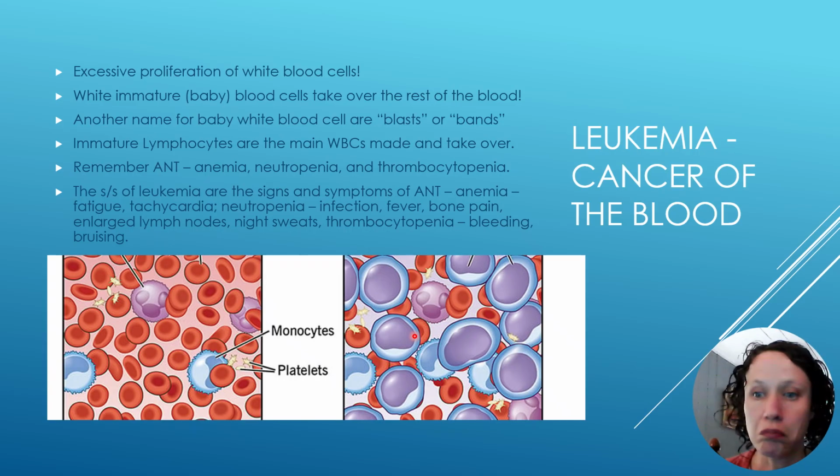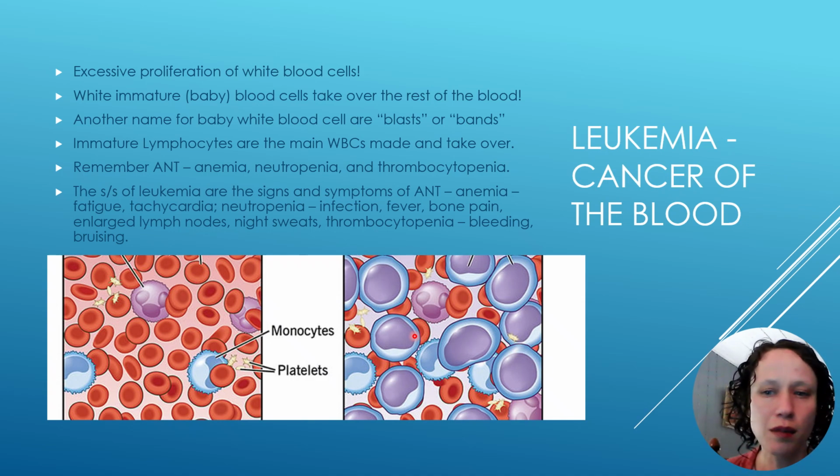Neutropenia, they come in with infection. They've had frequent infections. They've had fever. They're saying that they have bone pain. I threw that into the infection section. Enlarged lymph nodes, night sweats. And then the thrombocytopenia, what would you see there? Bleeding, bruising, right?